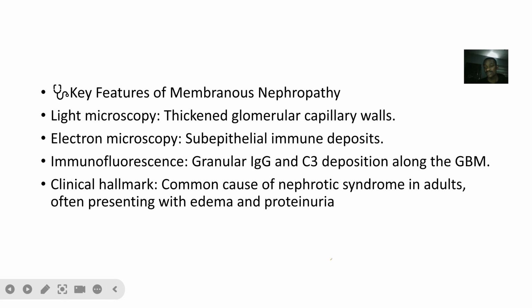So key features of membranous nephropathy are what? There are thickened glomerular capillary walls, and on the electron microscope, there are subepithelial immune deposits. You see immunoglobulin G and C3 deposition along the glomerular basement membrane. And just so you know, it's a very common cause of nephrotic syndrome in adults.